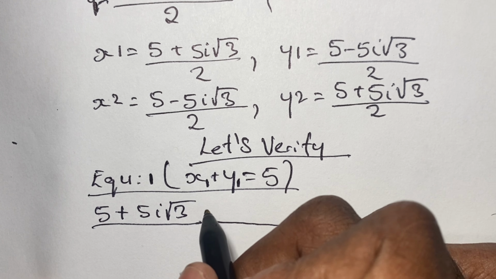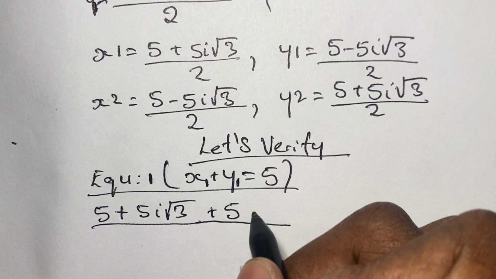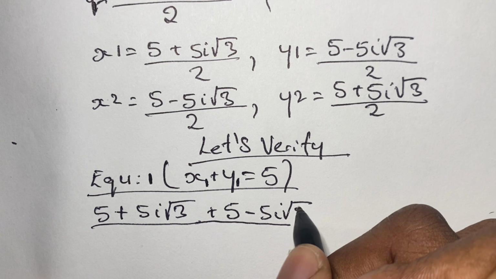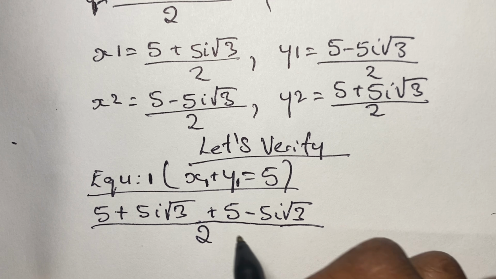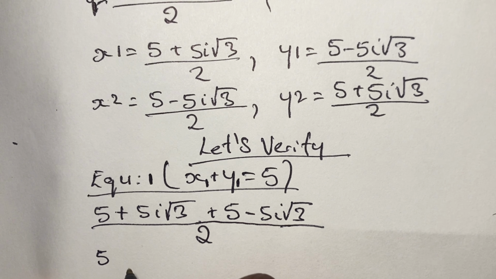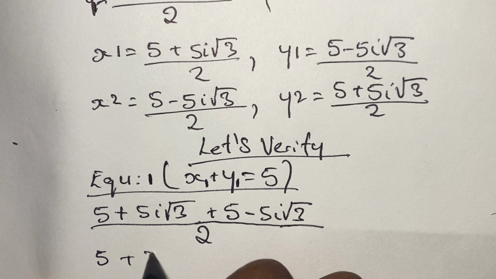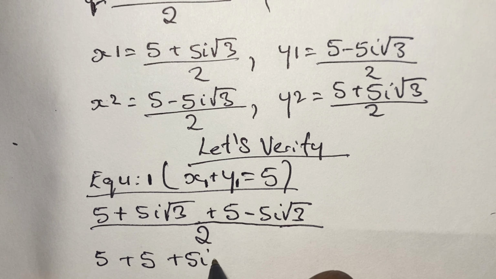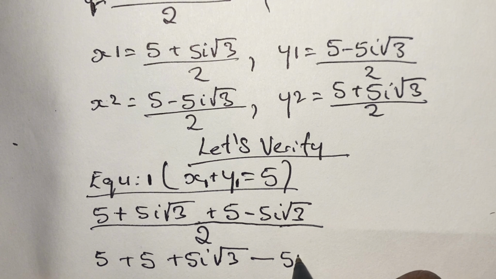And then from here we can add that to the first solution of y, which is 5 minus 5i times the square root of 3, and that is over 2, so we have all of this over 2. Now from here we can pair our like terms, so we'd have 5 plus 5, and then plus 5i times the square root of 3, and minus 5 times i times the square root of 3. And we have all of this over 2.